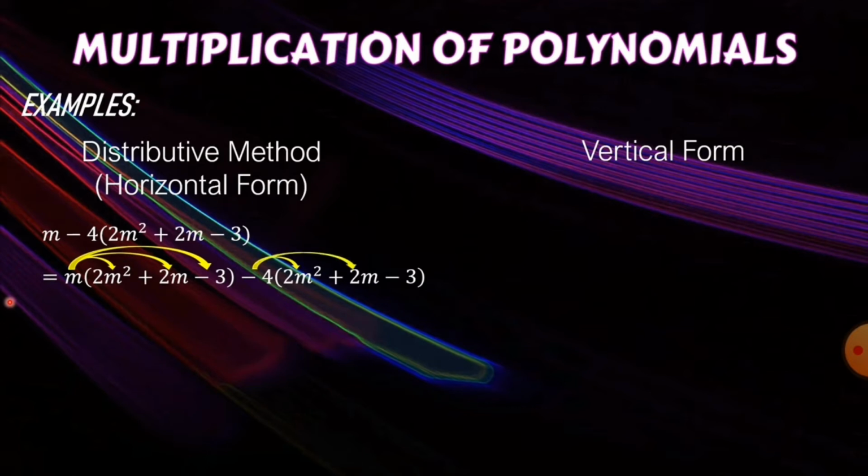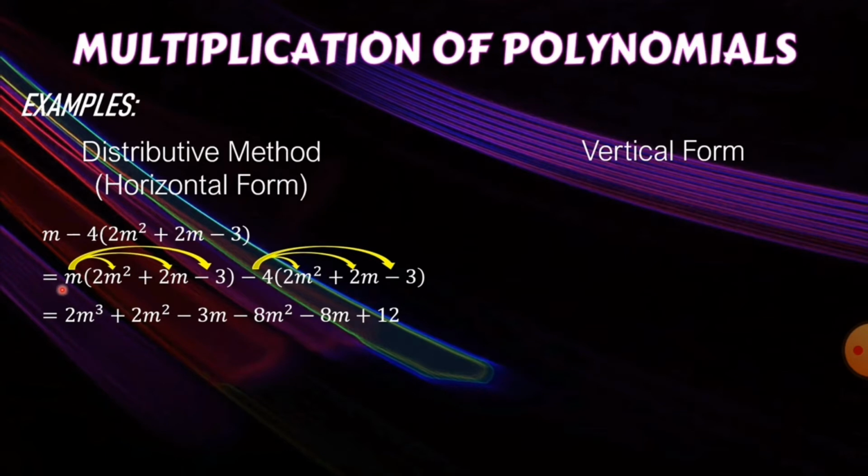So after ni m, si 4 na naman, negative 4 times 2m squared, negative 4 times 2m, and negative 4 times negative 3. So then, ito po yung sagot. Okay? So nagiging 2m cubed plus 2m squared minus 3m minus 8m squared minus 8m plus 12. Okay? So, don't forget, when you multiply, you just add the exponent of the common base.